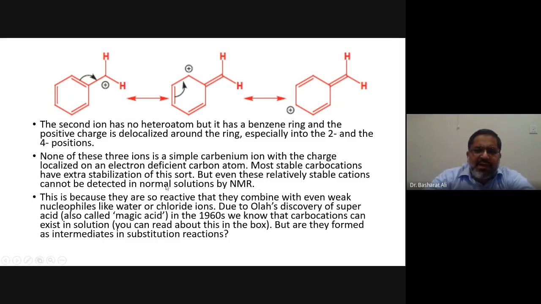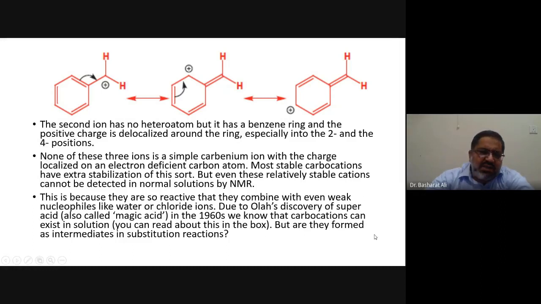So with the help of NMR also we cannot find it out. And why? Because they are so reactive that they combine with even weak nucleophiles like water or chloride ion. Due to Olah's discovery of a superacid called magic acid in 1960, we know that carbocations can exist in solution. And you can read about this in the book.